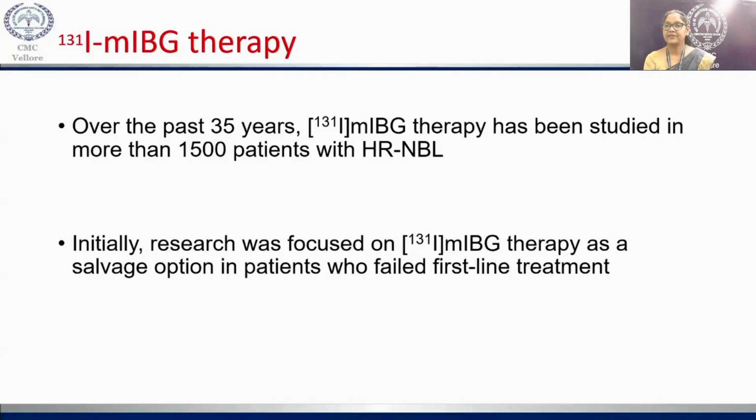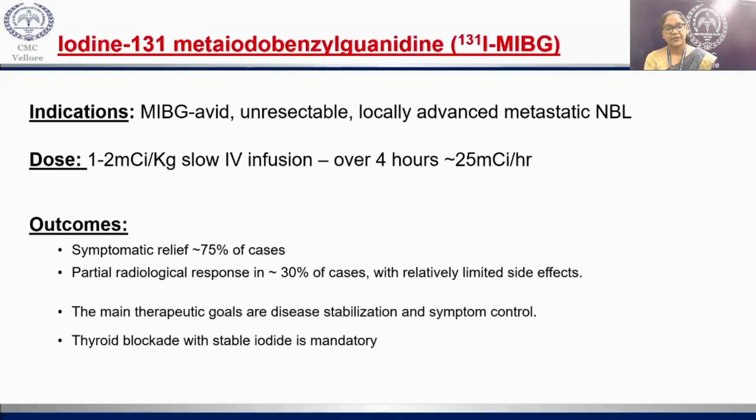So over the past 35 years, MIBG therapy has been studied in more than 1,500 patients with high-risk neuroblastoma. Initially, research was focused on iodine 131 MIBG therapy as a salvage option in patients who failed first-line treatment. So how is it given?